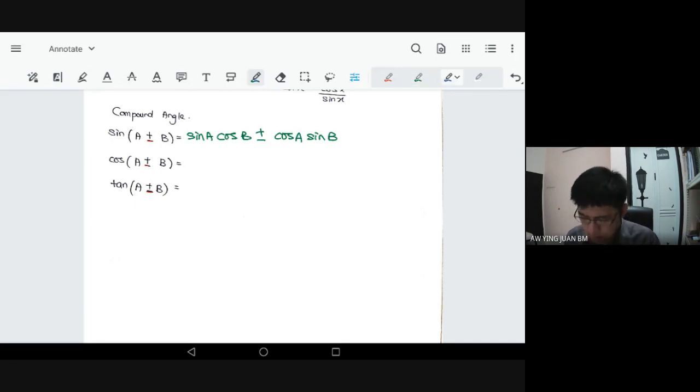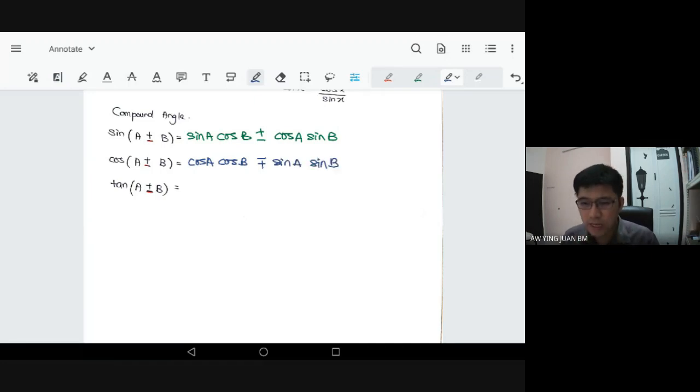Yang kedua, kita ada cos A plus minus B. So di sini kita ada cos A cos B. Dia jadi minus plus. Minus plus. Beri perhatian. Kemudian kita ada sin A sin B.